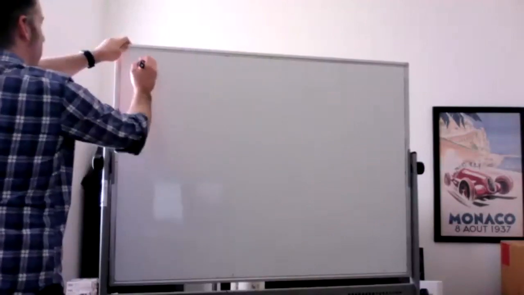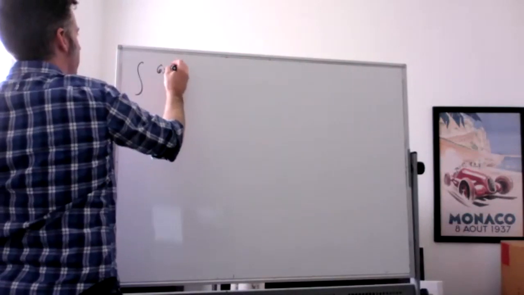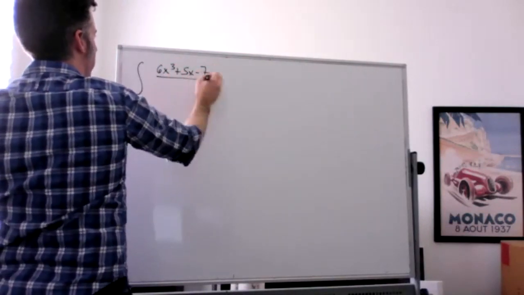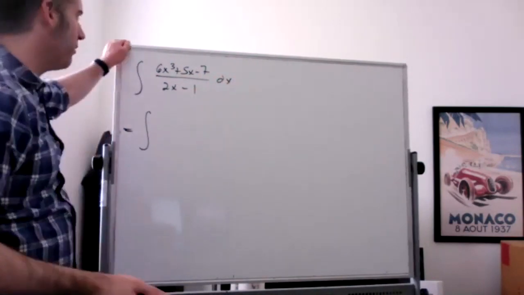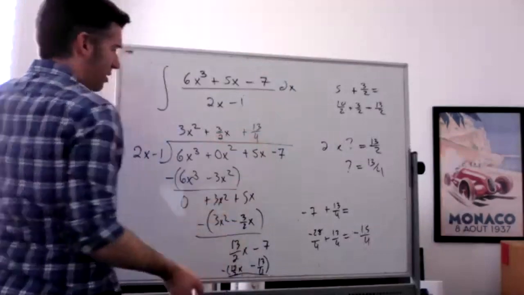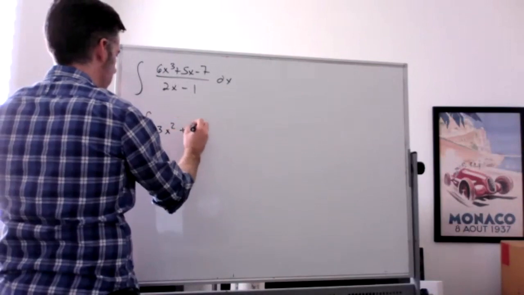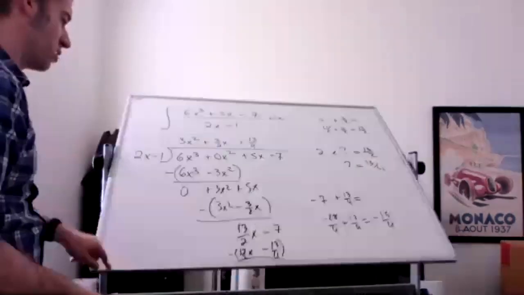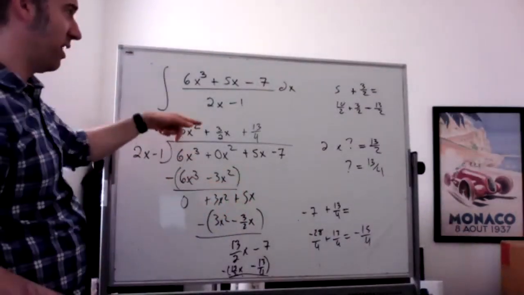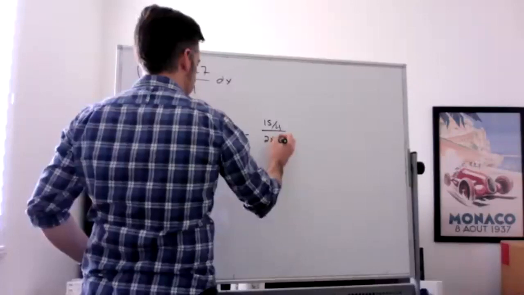So I had the integral of 6x cubed minus x squared plus 5x minus 7 over 2x minus 1 dx, and then it's equal to the integral of our quotient, 3x squared plus 3 halves x plus 13 fourths, plus our remainder, which is negative 15 fourths, divided by our divisor, which is 2x minus 1. So I'm going to write that as minus 15 fourths over 2x minus 1.